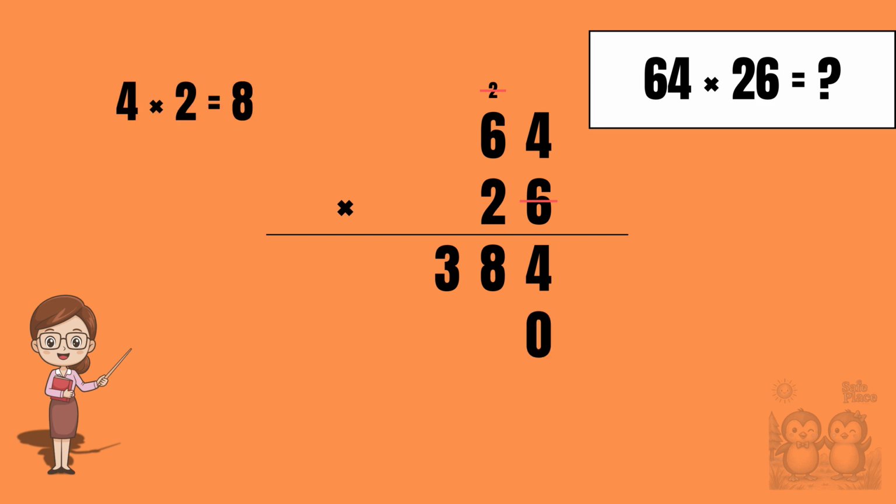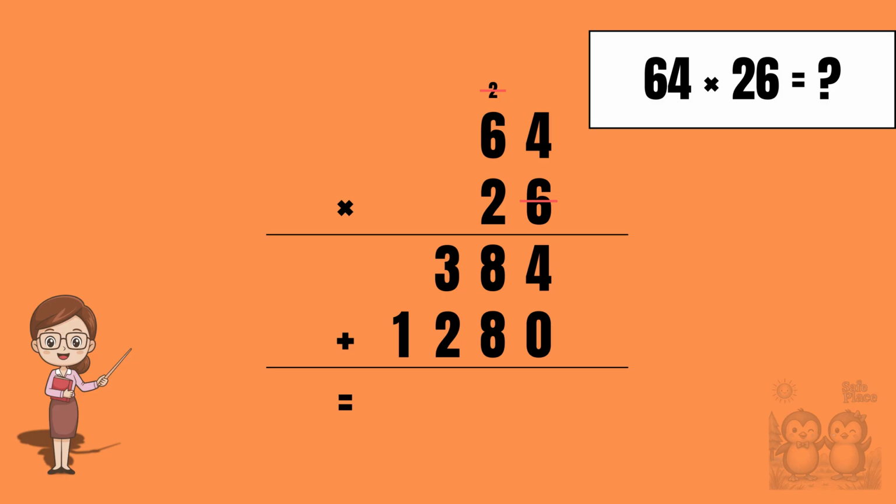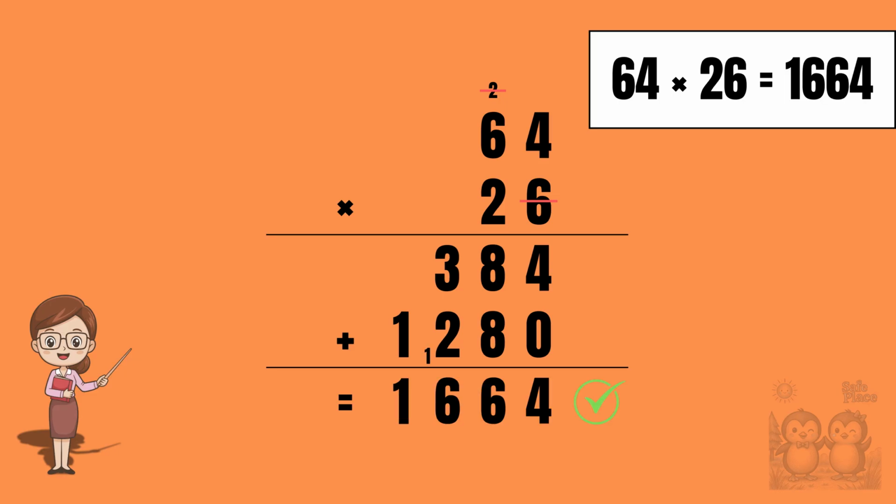Next, we calculate 2 times 4 equals 8. Then, we calculate 2 times 6 equals 12. So, our second partial product is 20 times 64 equals 1,280. Now we add the two partial products, 384 plus 1,280. The final answer is 1,664.